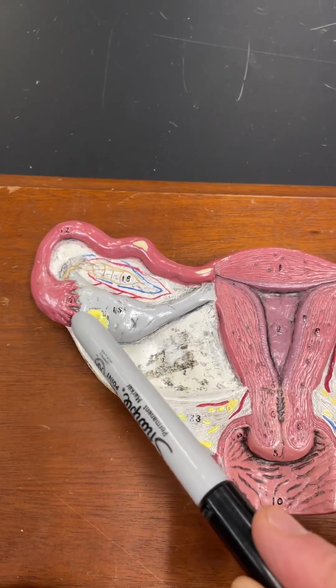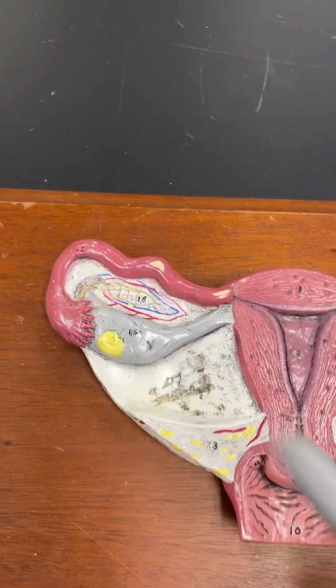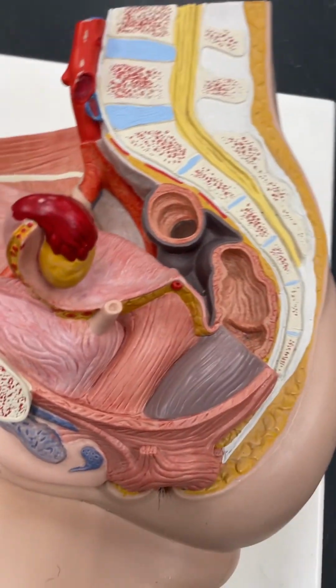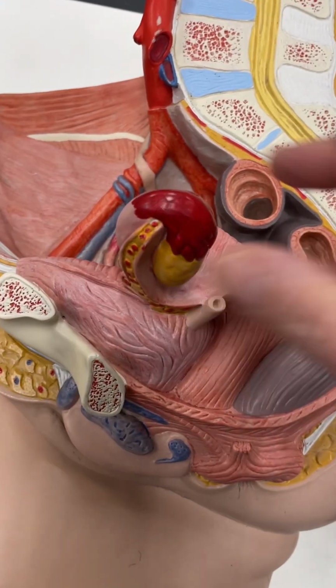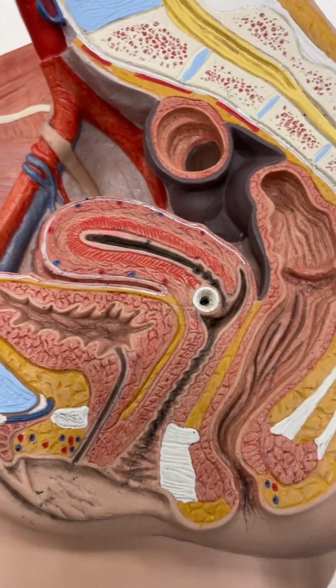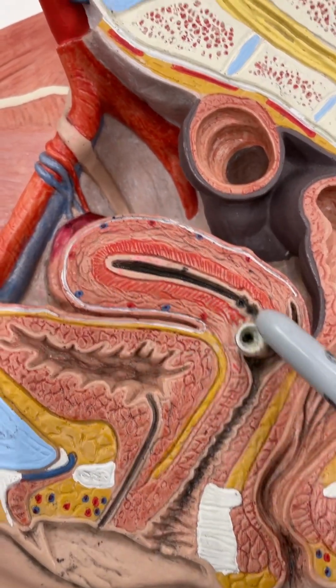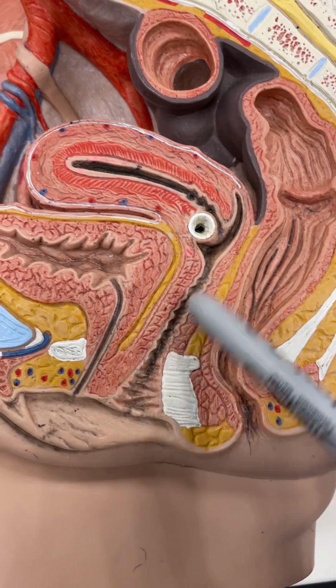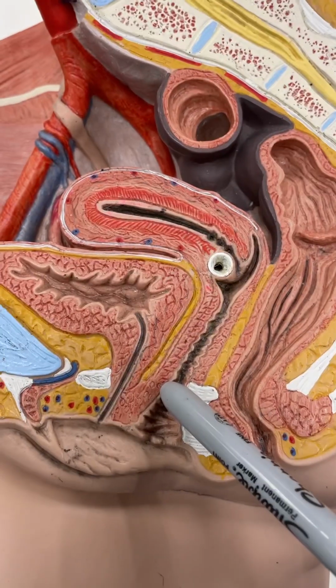And we do see a corpus luteum, that yellow guy, in that ovary right there. And if we switch to this model, we have many more similar structures. Let's actually take it off first and look on the inside. Here is the uterus right there. There's the vagina right there. We do see the rugae of the vagina.